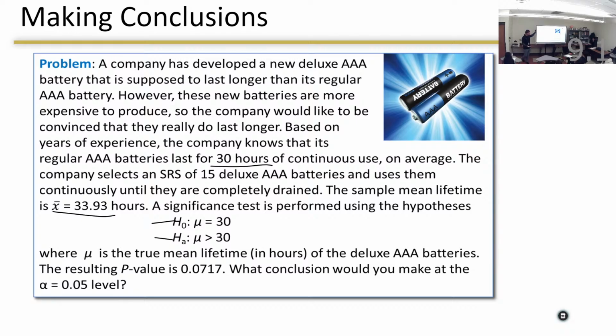Where mu is the true mean lifetime of the deluxe AAA batteries, the resulting p-value is 0.07. Woo! That's pretty small. However, they told me alpha is 0.05.